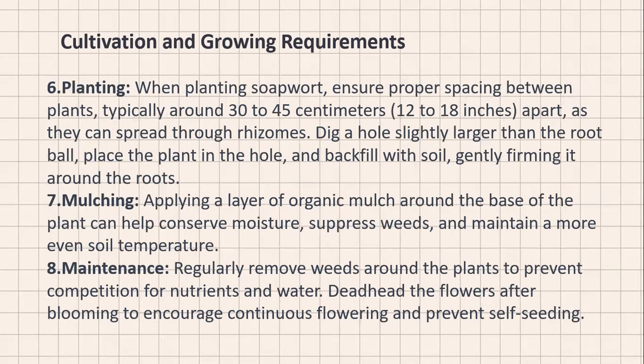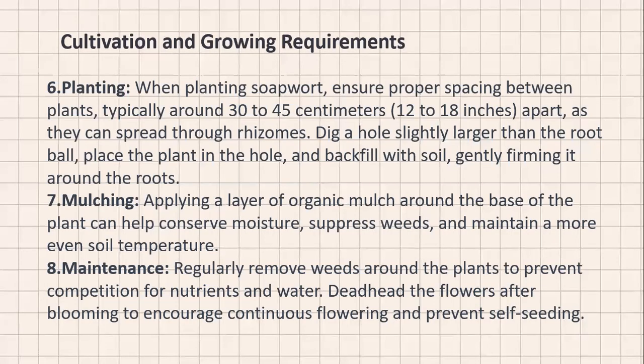Sixth one is planting. When planting soapwort, ensure proper spacing between the plants, typically around 30 to 45 centimeters apart, as they can spread through rhizomes. Dig a hole slightly larger than the root ball. Place the plant in the hole and backfill with the soil, gently firming it around the roots.